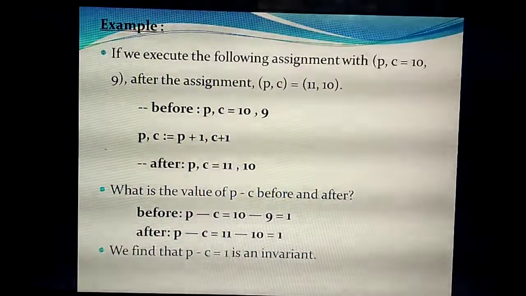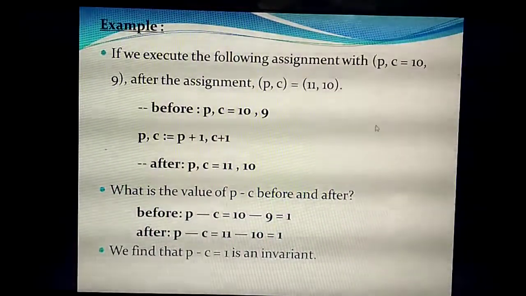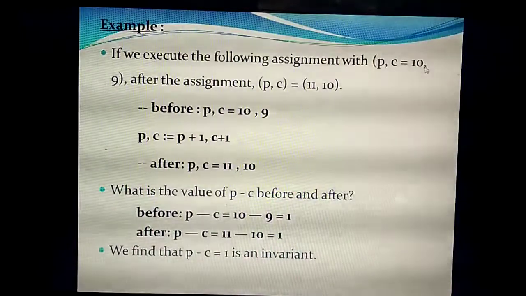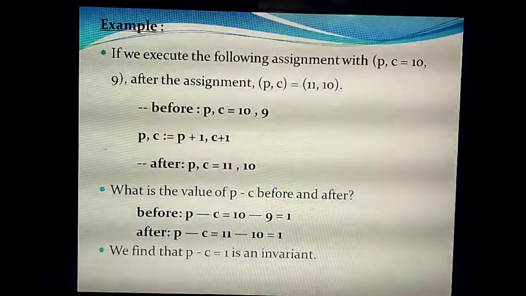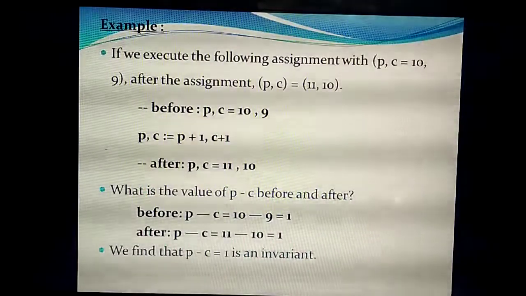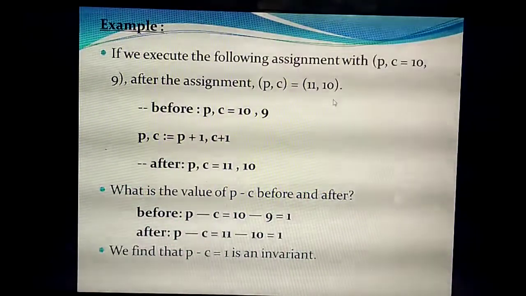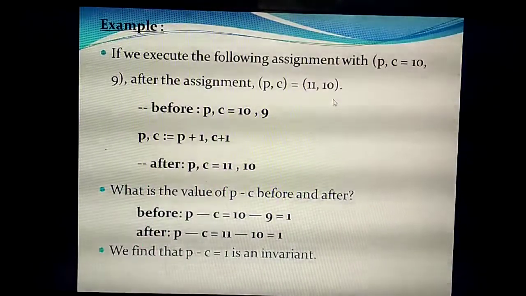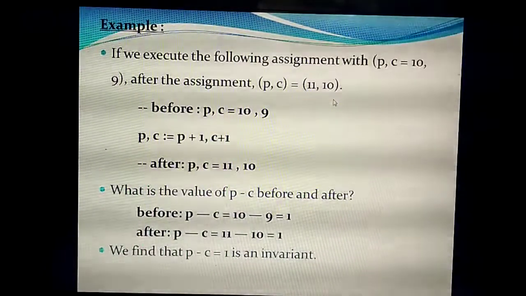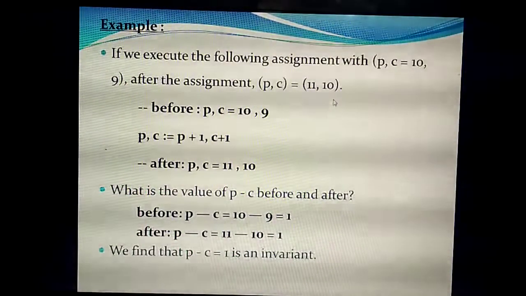So in this example they have given two variables. What are your variables? P comma C. Okay, so what's the value there? 10 comma 9. Okay, they have given it. Before the assignment, the question itself gives the value of P comma C as 10 comma 9. But after the assignment, the value you are getting is 11 comma 10. Understand? The question itself gives that before the assignment the value of P and C is 10 comma 9. So after the assignment, the value to get is 10 comma 11. Sorry, 11 comma 10.